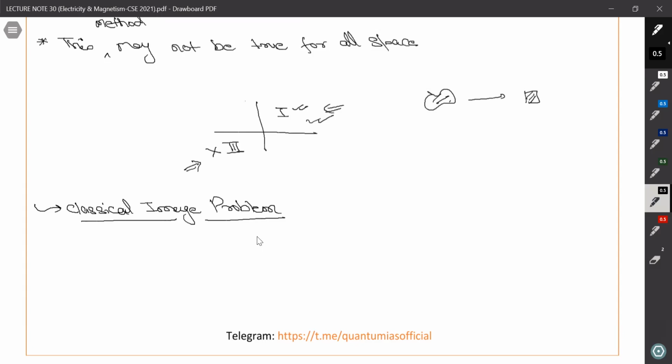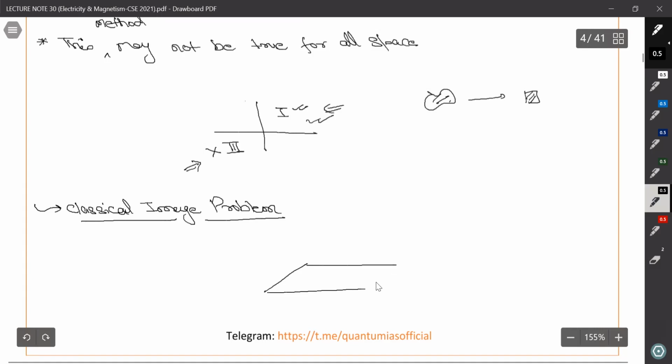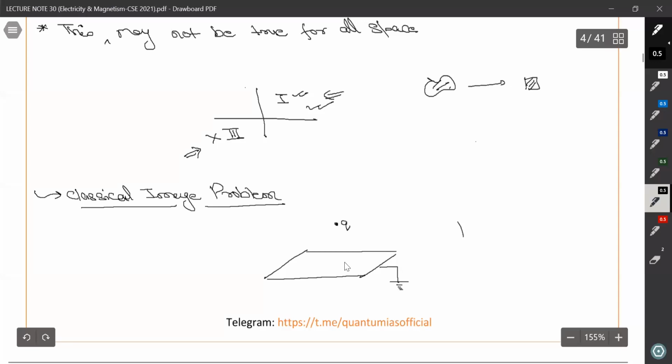So what we are given is a conducting sheet. This is a conducting sheet and it is grounded, and we have a charge q here. This is a conducting plate, right? So what does this mean? That is, the potential is zero here, right? Here it is a charge, and let's say this is at a distance d, right? And we wish to find the potential here, right?